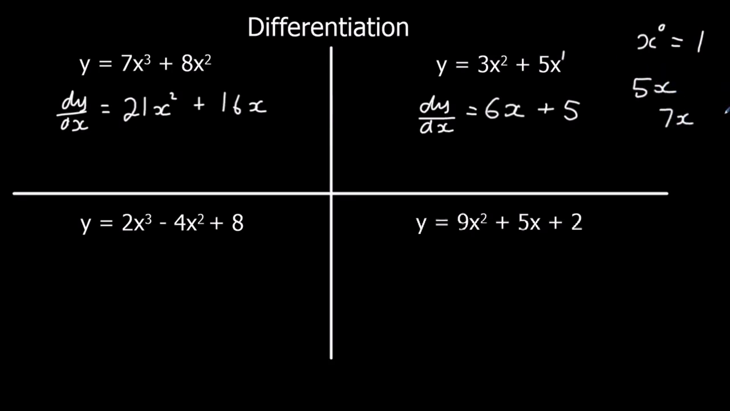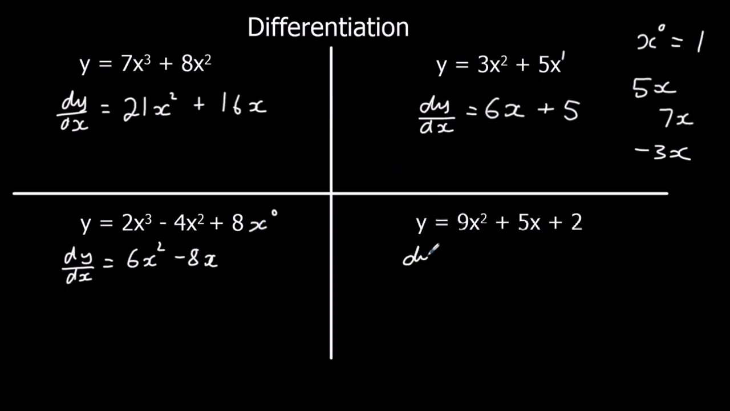If you had 7x, it will differentiate just to 7. If you had minus 3x, that will differentiate to give you minus 3. So whenever you've got 5x or something x, the x just disappears. So down here now, dy dx, times by the power, and take 1 off the power. And an 8 by itself, if you think of it as x to the power of 0 and you multiply by the power, it's going to disappear. Anything times 0 is 0. So whenever you've got a number by itself, it just disappears.